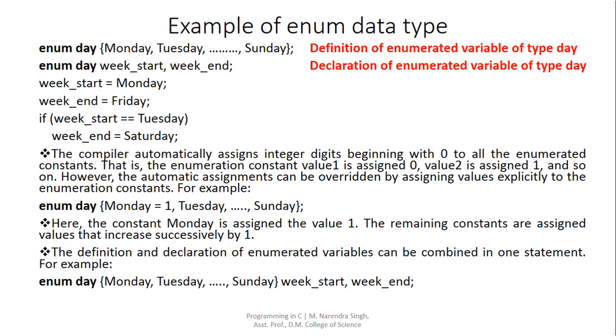from Monday to Sunday. In the next two statements, we are assigning the enumeration constants Monday and Friday to the variables week_start and week_end respectively. Then the next statement, if (week_start == Tuesday), checks whether the variable week_start is equal to Tuesday. If it is true, then the next statement will assign the enumeration constant Saturday to the variable week_end. Otherwise, if the week start is Monday, then the weekend will remain as Friday.